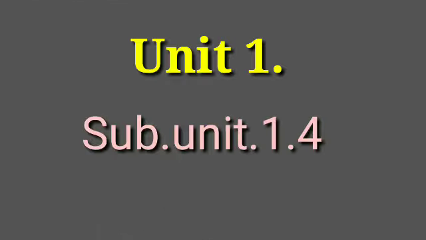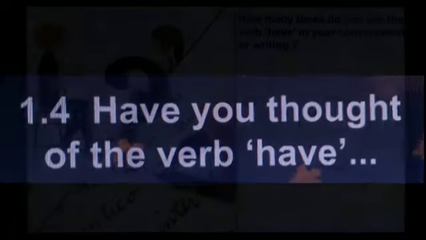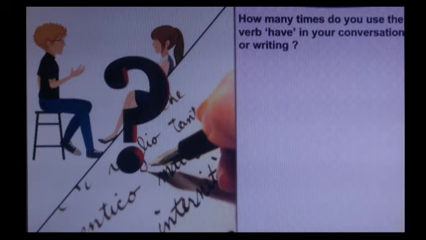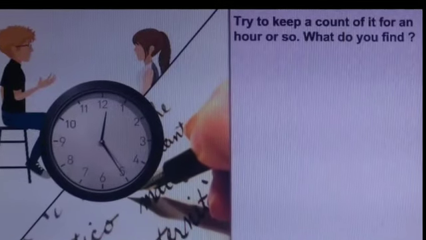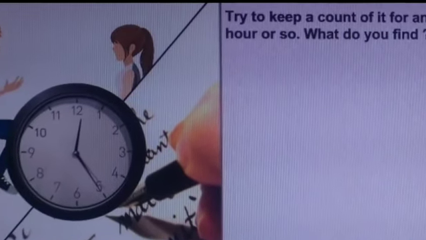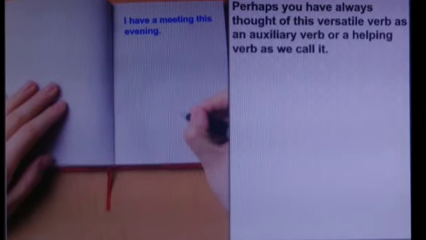Today we are going to see unit 1, subunit 1.4. Have you thought of the verb have? Children, can you tell me how many times you use the verb have in your conversation or writing? Try to keep a count of it for an hour or so. What do you find? Perhaps you have always thought of this versatile verb.